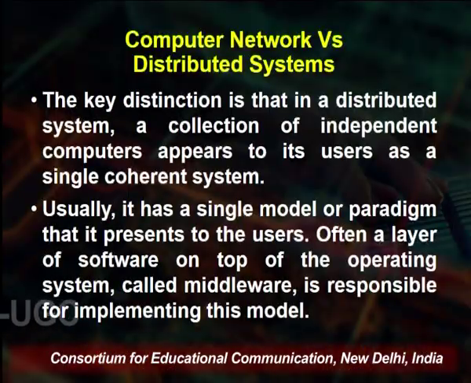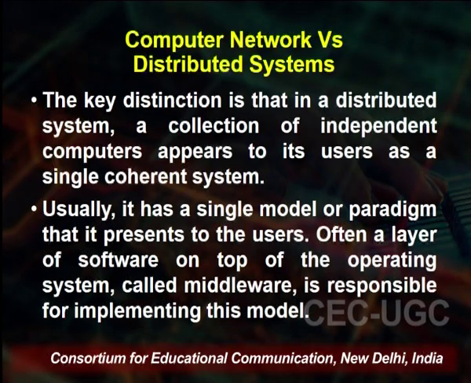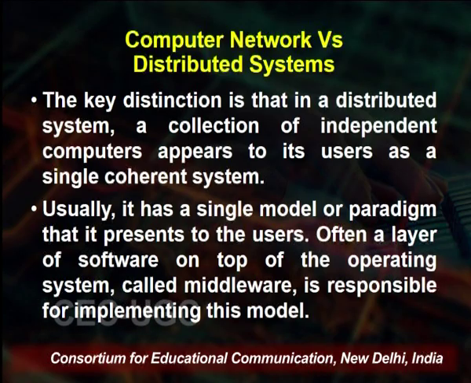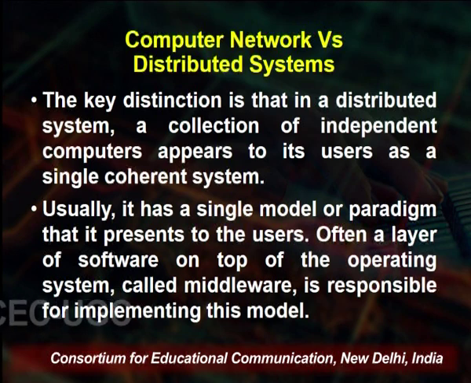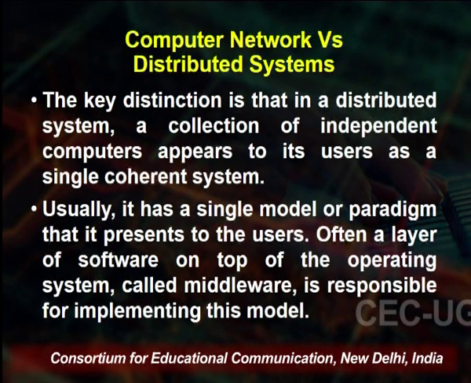Now, many times a computer network is confused with a distributed system. These are two very different terms: one is computer networks, another one is distributed systems. The key distinction is that in a distributed system, a collection of independent computers appears to its user as a single coherent system. Users see that cluster as a single coherent system, while in that collection there are many independent computer systems.